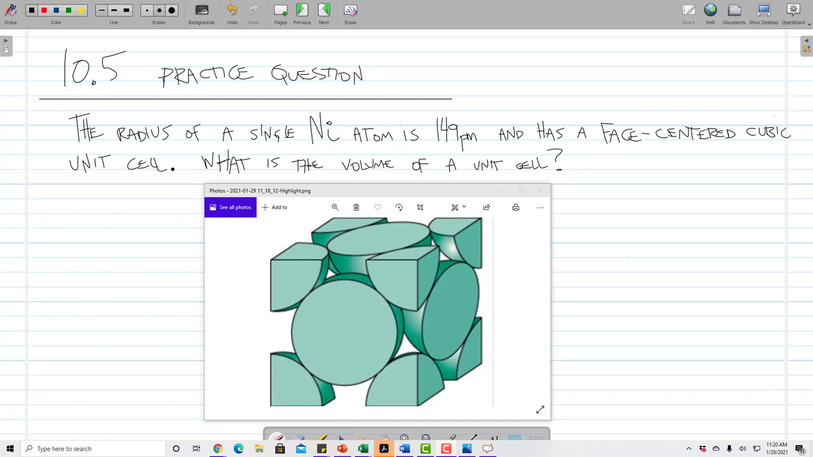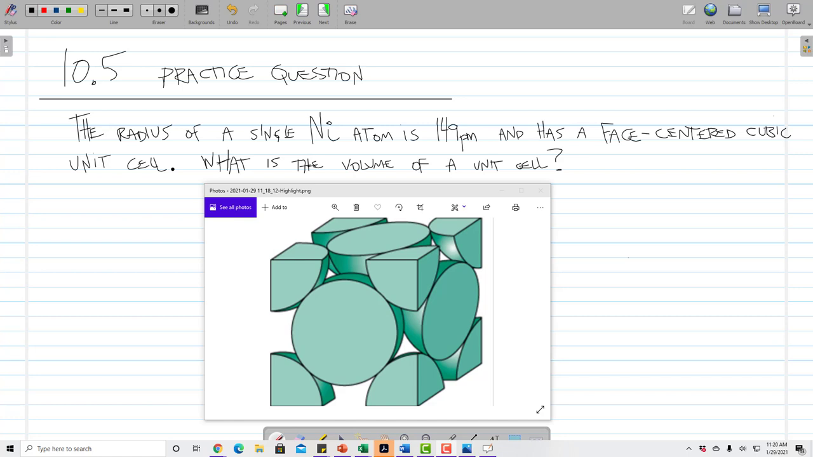The radius of a single nickel atom is 149 picometers and has a face-centered cubic unit cell. What is the volume of a unit cell? So to answer questions like this, we have to bring up a model of what that unit cell looks like.